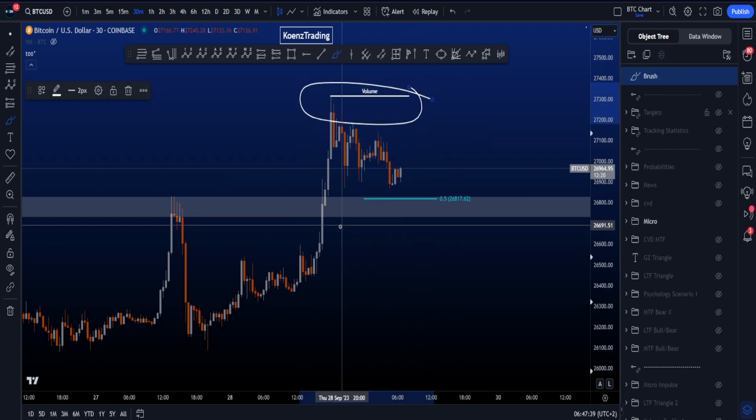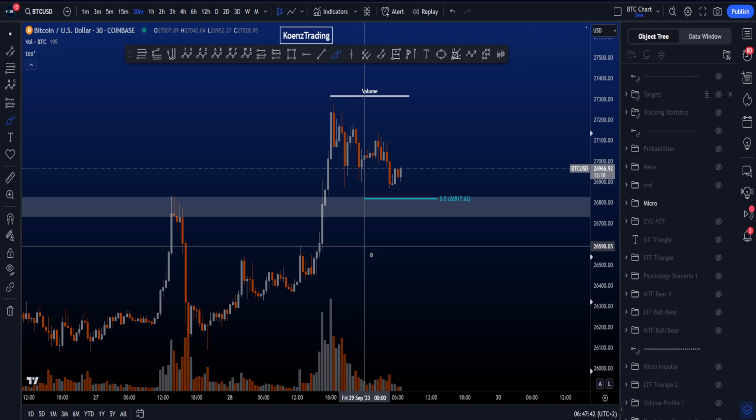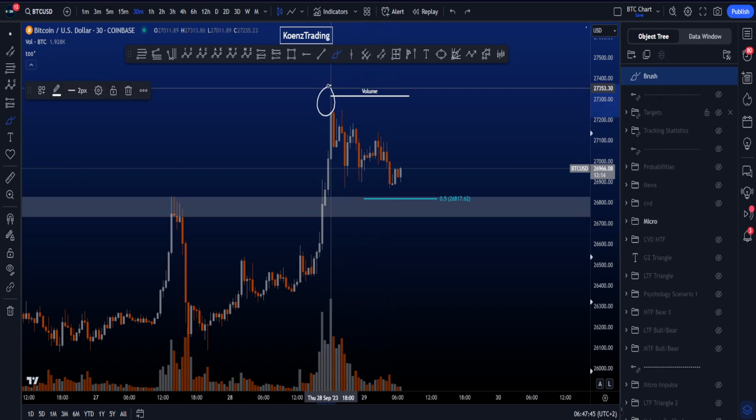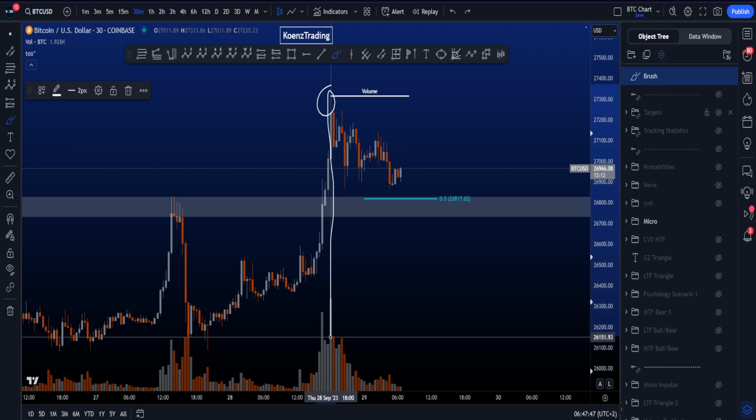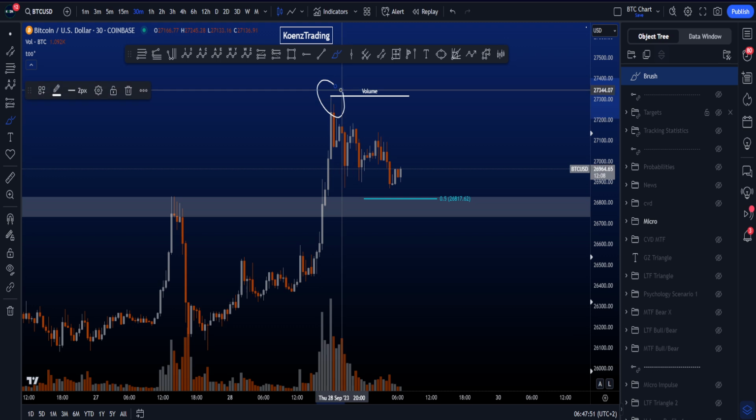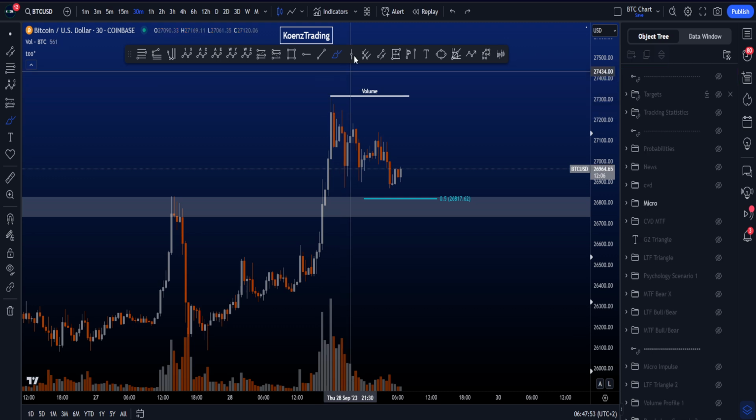Also, if we look at the volume, then the volume currently during this move to the upside is in the high. So if you look at the high and I go straight down, you can see over here the volume, the highest amount of volume is in the high. That's something you don't want to see if you're bullish.